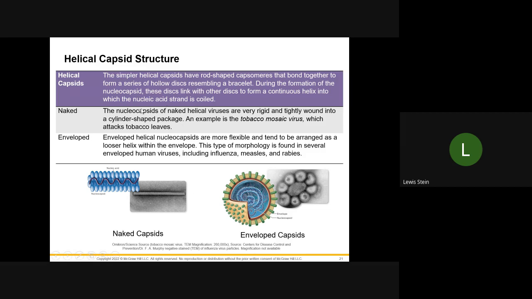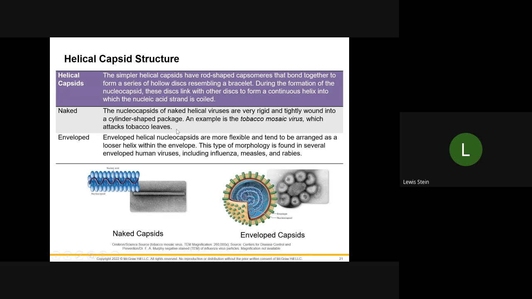So what makes it helical? Helical capsids are rod shaped. It's the arrangement. If you look at it closely, here's the nucleic acid in a very linear form, and the capsid surrounds it. That's the very famous tobacco mosaic virus. The capsomeres bond together as a series of hollow discs, because it's hollow in the middle. That's where the genetic material is. Bracelet's a good way to describe it. They link together with other discs and a continuous helix is formed. Very rigid, tightly wound, cylindrical shape. That's the tobacco mosaic virus, a plant virus. Again, viruses can attack all different life forms.